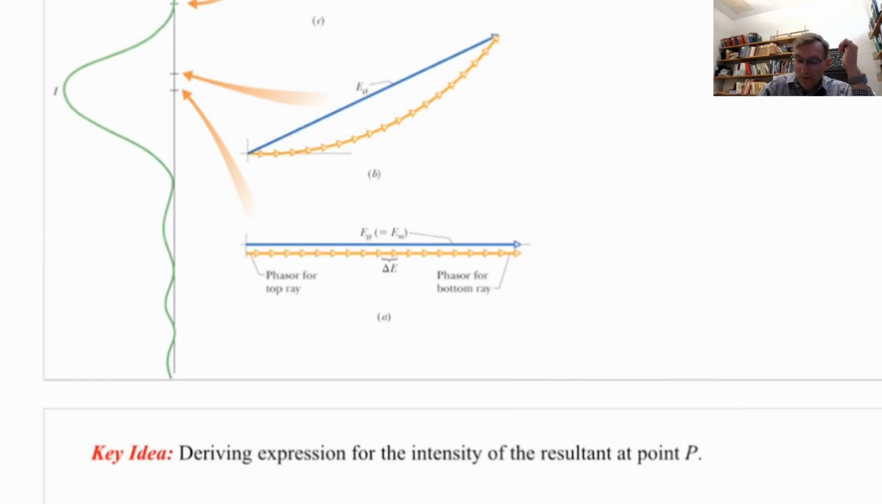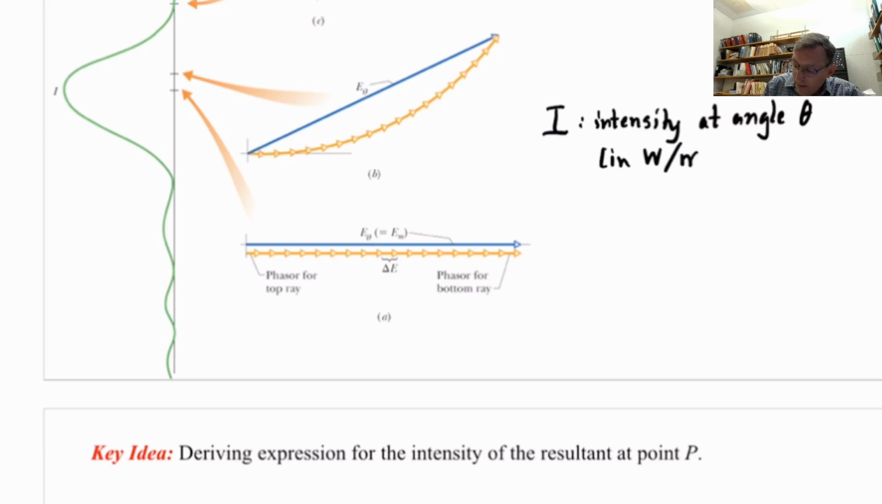So now there's one more thing I want to do. I want to work out a formula for the intensity. I is the symbol we will use. We use that in chapter 35. The intensity of the light in the diffraction pattern at angle theta. It would be in the units of watt per meter squared.